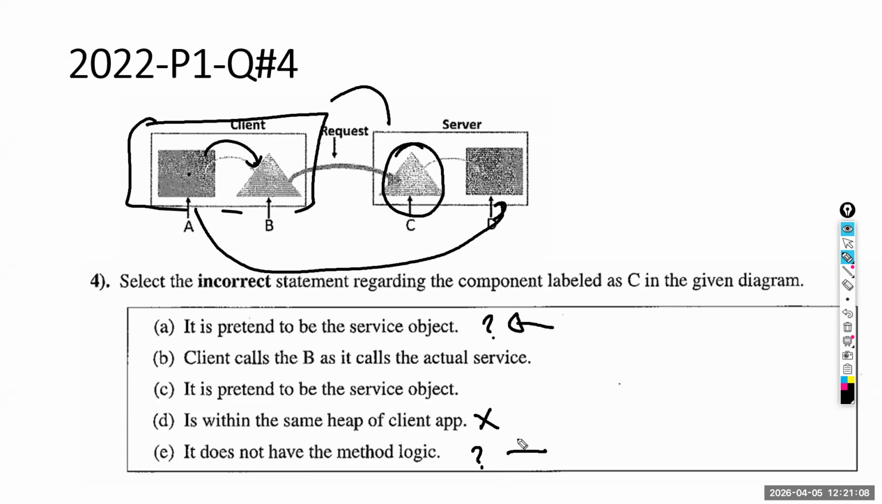And then what about this? It doesn't have the method logic. So ChatGPT says A and C, not A and E. Sorry? ChatGPT's answer was A, C, not A, E. Sorry. Sorry. Okay, let's double check.